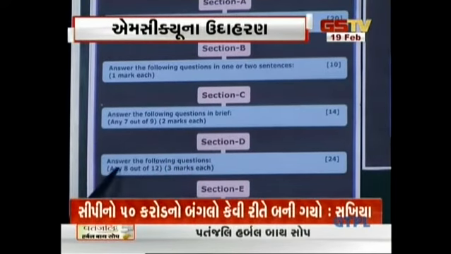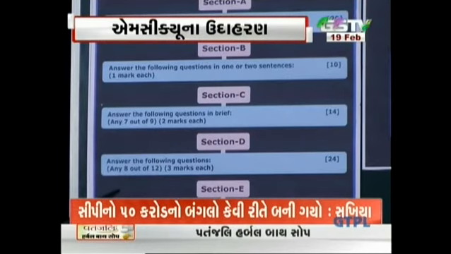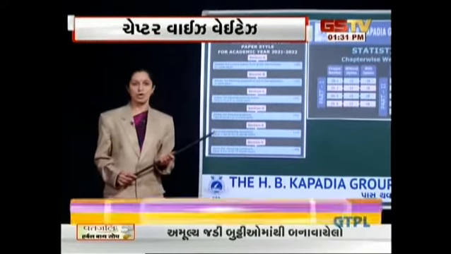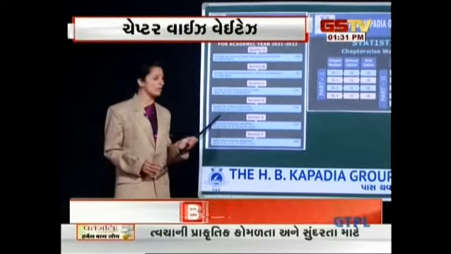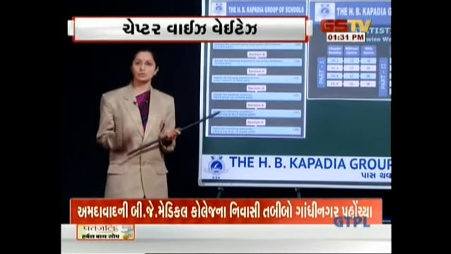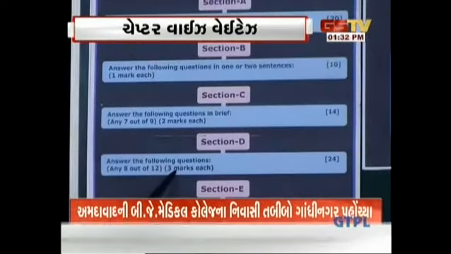Moving to the next section, section D. Students, here you have to attempt only 8 questions out of 12. So you have 4 options. You can skip 4 questions, so be careful. Write those answers only which you are confident of. It carries 3 marks, so the total of section D is 24 marks.